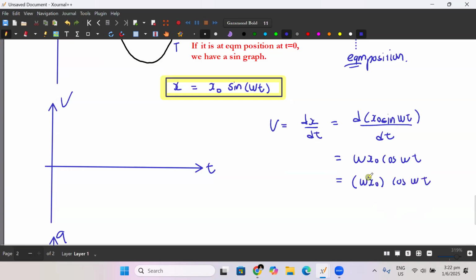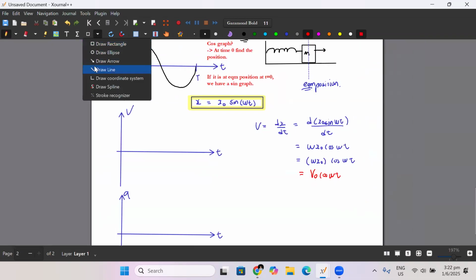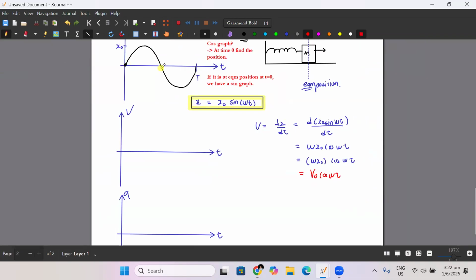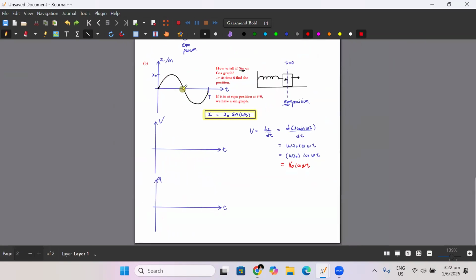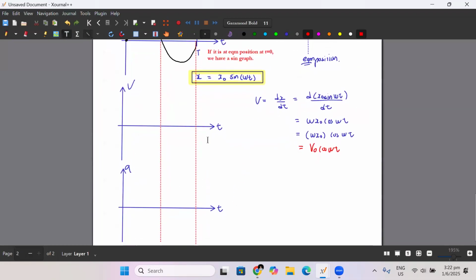Then realize, right, this thing is just the max velocity. So you can also write it as v naught cos omega t. Okay, so you can draw it out. Let me be neat about this. Right here, okay, let me go all the way down. There we go. Same thing here. Then all I need to do is draw the graph. So I'll box it up for you.